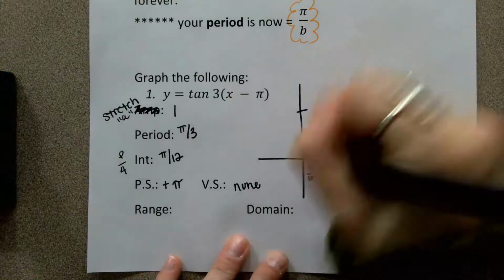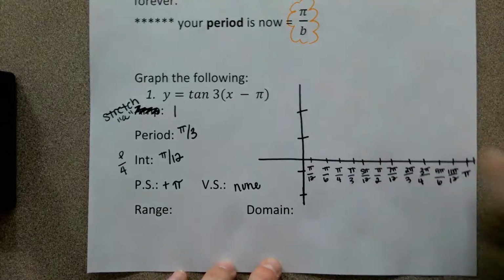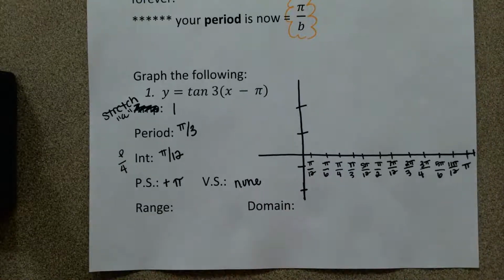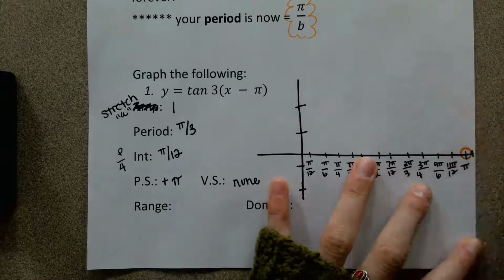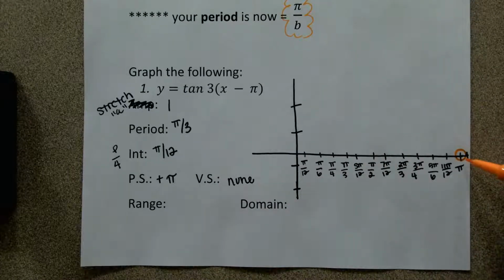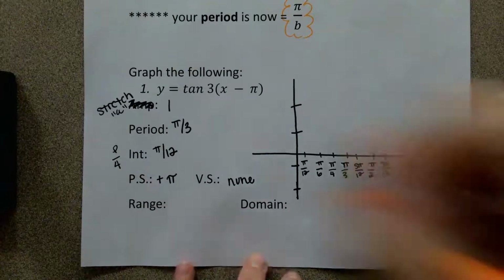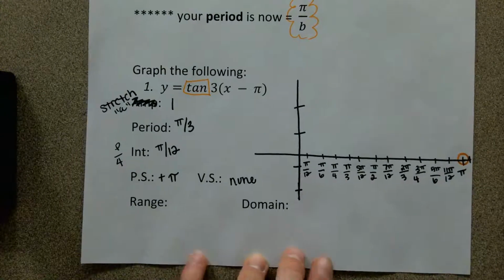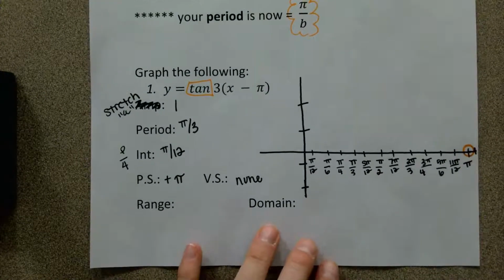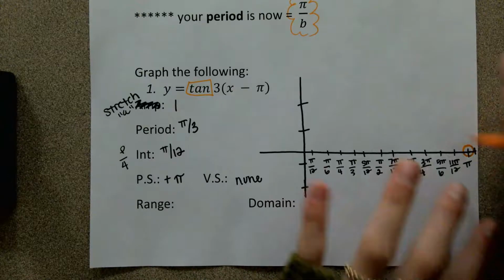We'll just do 2 tick marks up, 2 tick marks down. And then same thing, we have to find our new origin. So we're going to do that using the phase shift and the vertical shift. I have no vertical shift, so I didn't move up or down. I have a phase shift of plus pi. So that's where my origin is. Since I have a tangent graph, I am starting my actual graph at that origin. Okay, so I'm going to have a point here.